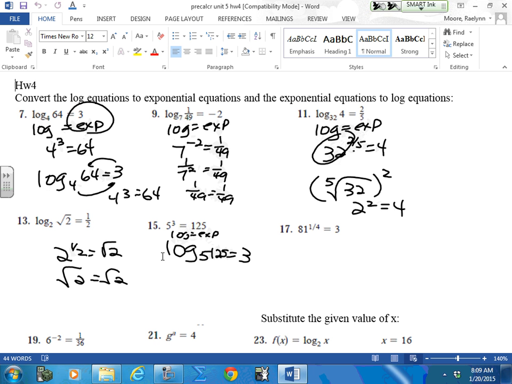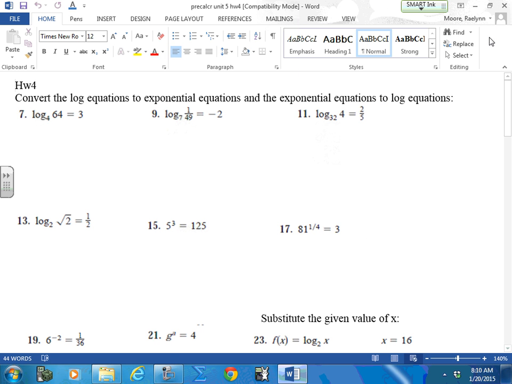Okay. What's the base for this guy? This was base 5. What's the base for this guy? Oh, I'm sorry. Okay, equals my exponent. 81 to the 1/4 equals 3. They don't have to look great. They just have to be able to flip back and forth. Okay? Just so that you kind of get a good feel for flipping these guys back and forth.